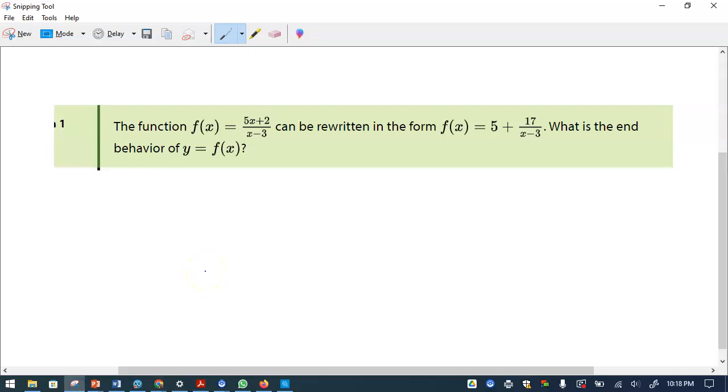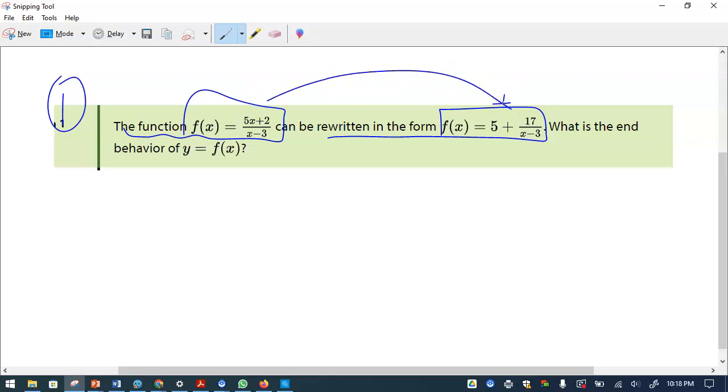Here it is, first question. The function is given something like this, and it can be written in the form shown. So what do you think now? This can be written in the form they already gave us, so you don't have to break your head to do it. Of course, you can easily do this.